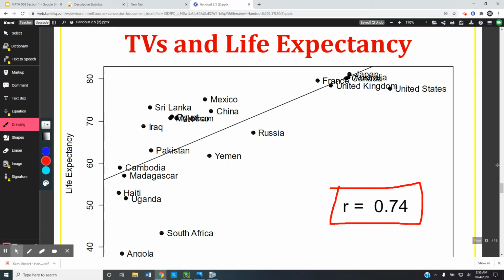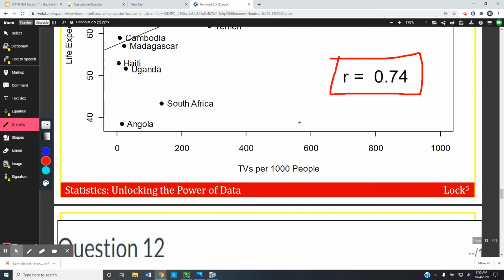When the data is put into a computer, or the data is calculated by hand, it has an R value of 0.74, which is not too terribly bad. It clearly shows that there is some kind of association between owning a lot of TVs and life expectancy. But we know from past work that that confounding variable, or that added piece of data that's helping drive this line, is the wealth of the person owning the television sets.